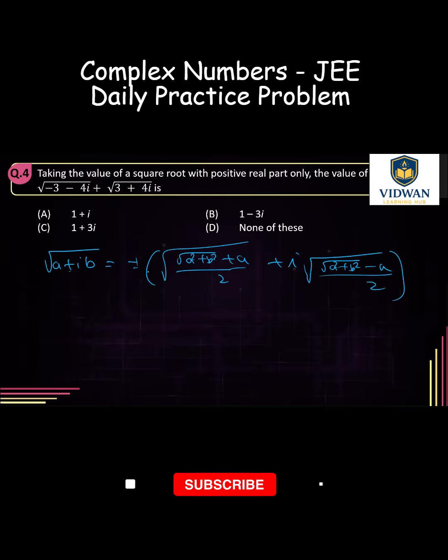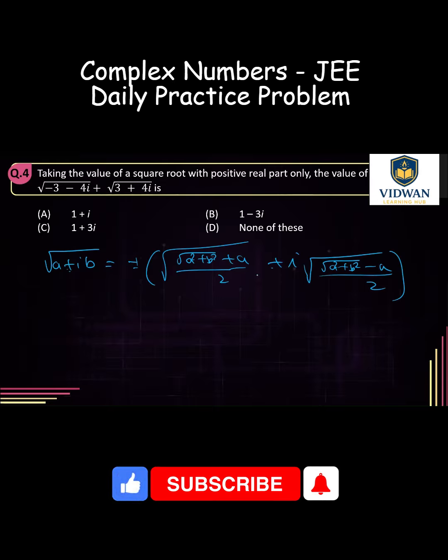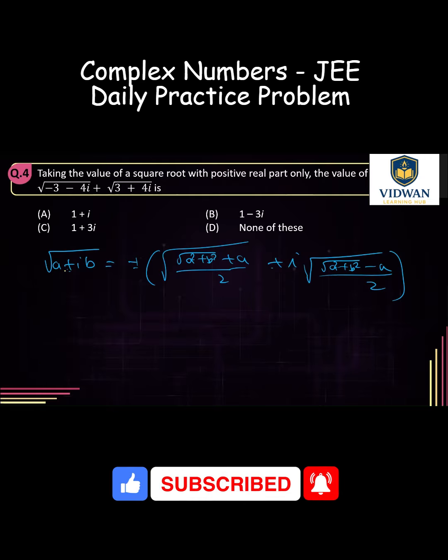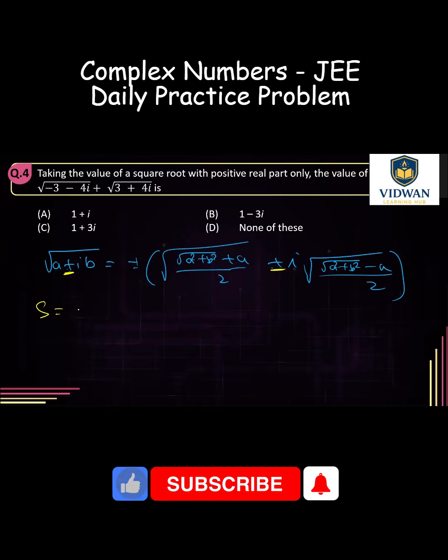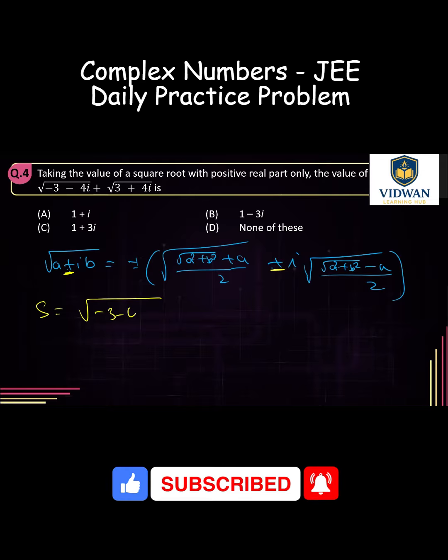If there is a plus, you will write plus here. If there is a minus here, you will write minus here. So if you want to include that, you can include it here only, plus or minus. Now, the given sum can be written as root of minus 3 minus 4i plus root of 3 plus 4i.